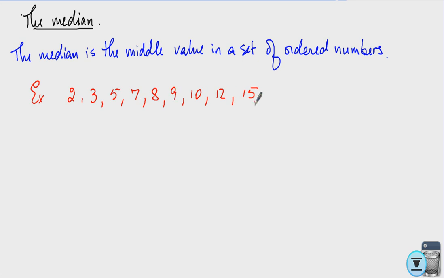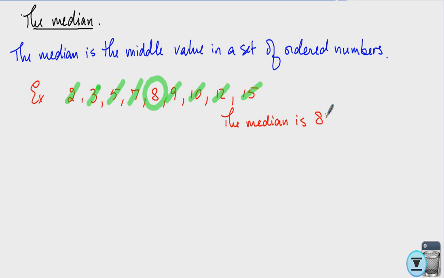Which is the middle one? So, let's see. Normally you would have done this. You cancel one from the front, one from the back, you cancel one from the front, one from the back, and we arrive at the middle number. This is a set of ordered numbers. They were written from small to large, so we can say that the median is 8.